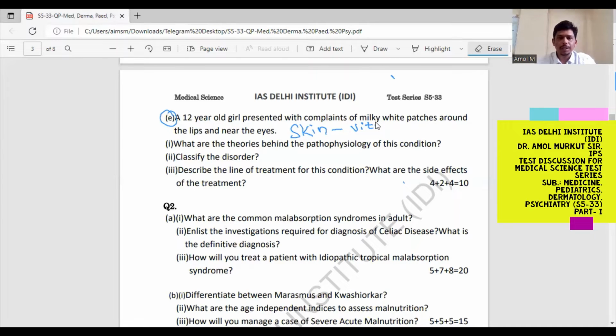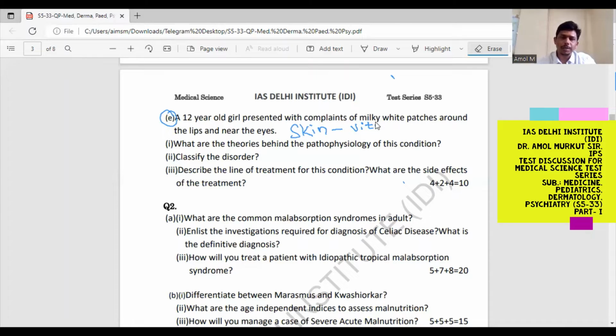Then line of treatment, side effects of the treatment. Usually what we do, we give the topical treatment. What are the topical treatment drugs? Usually we use topical steroids and sometimes psoralen is also used. And if the lesion is extensive, then you can use oral drugs along with the topical drugs.